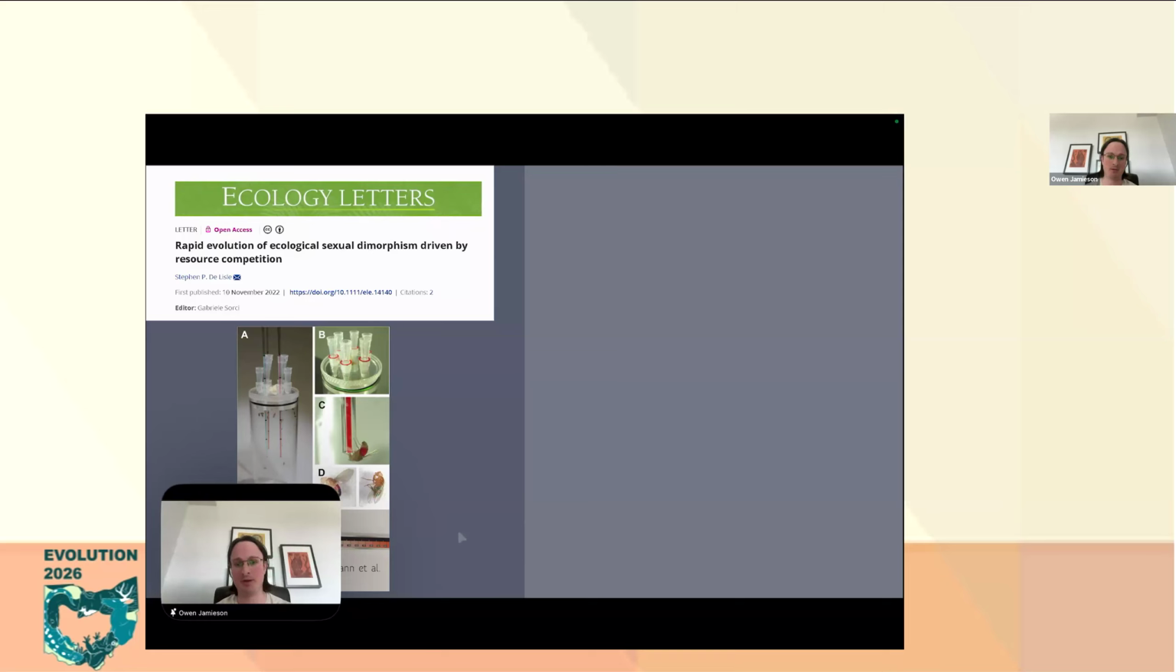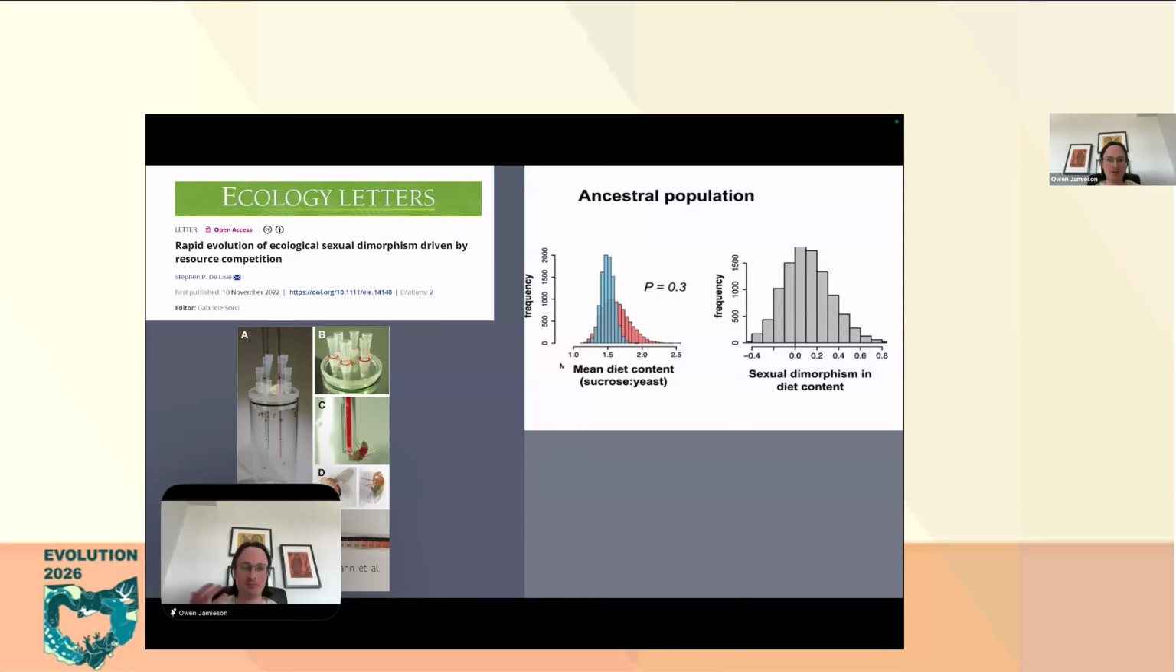And he fed them through these little microcapillary tubes here with a liquid-based diet. And they had a choice between a carb-rich liquid source and a protein-rich liquid source. So he figured that they would be more choosy. So this is his ancestral population here. You can see this is the diet content. Males are blue, females are pink, and they're pretty overlapping.